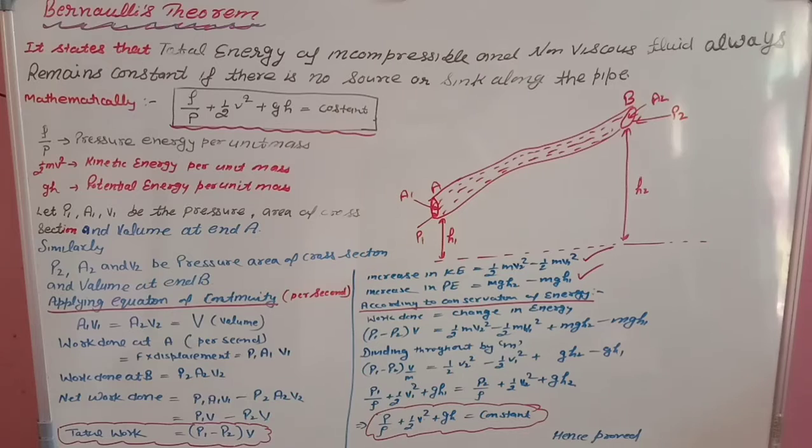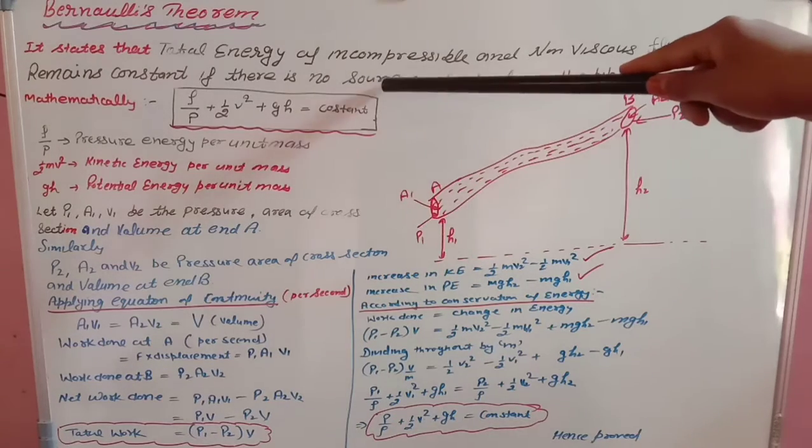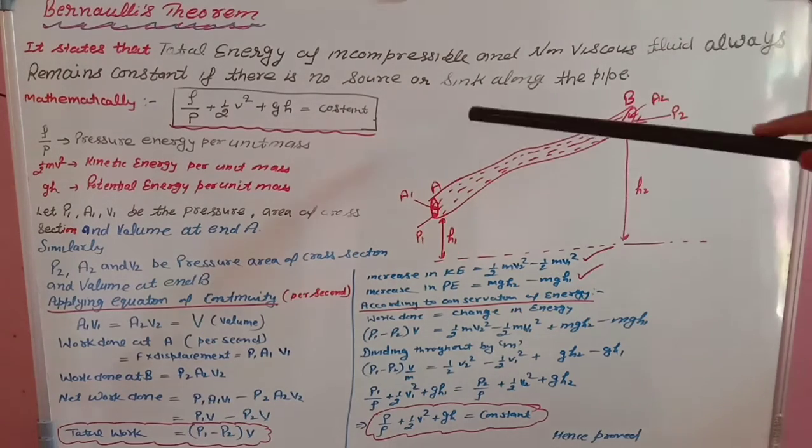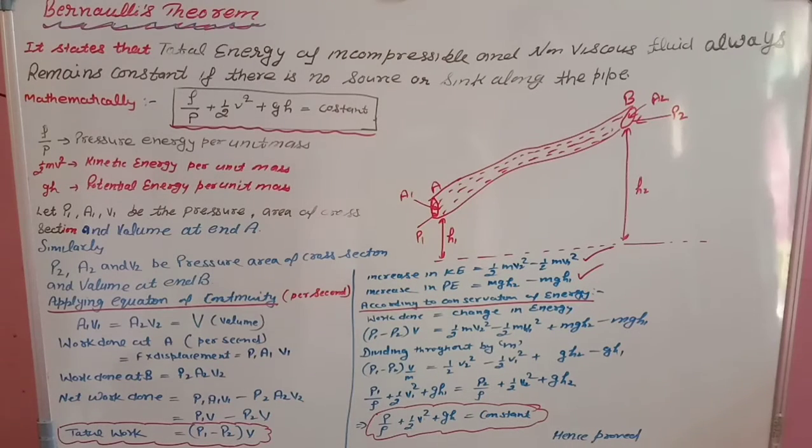the pipe. That means the pipe through which your liquid is flowing doesn't have any cut. Neither is water coming inside nor is any drop of water going outside. If not coming inside, it means no source. If not going outside, it means no sink. I hope you understand the meaning of source and sink. So the full definition of Bernoulli's theorem is that the total energy of an incompressible non-viscous fluid always remains constant if there is no source or sink along the pipe.